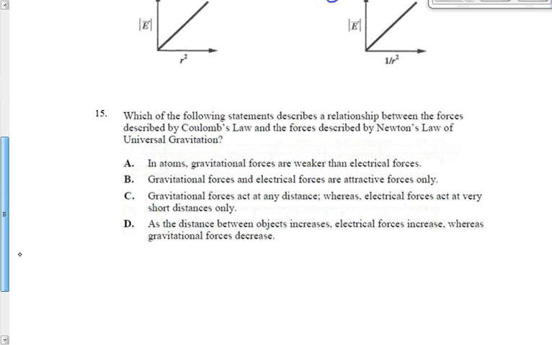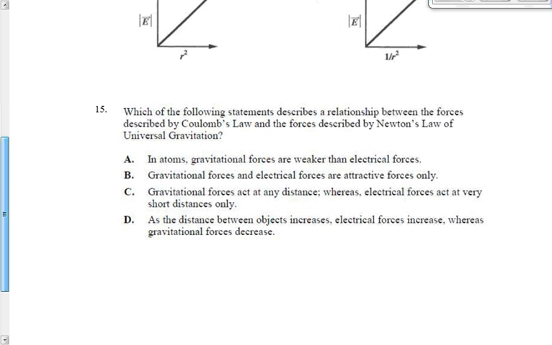15. Which of the following statements describes the relationship between the forces described by Coulomb's law and the forces described by Newton's law of gravitation? In atoms, gravitational forces are weaker than electric forces. Somebody came to me a couple days ago and said, I'm kind of thrown off by that word, in atoms. Okay, we said in class that generally gravitational force is weaker than electric force. Well, then why are we thrown off? If in general gravity is weaker, well, then in atoms, gravity is weaker.